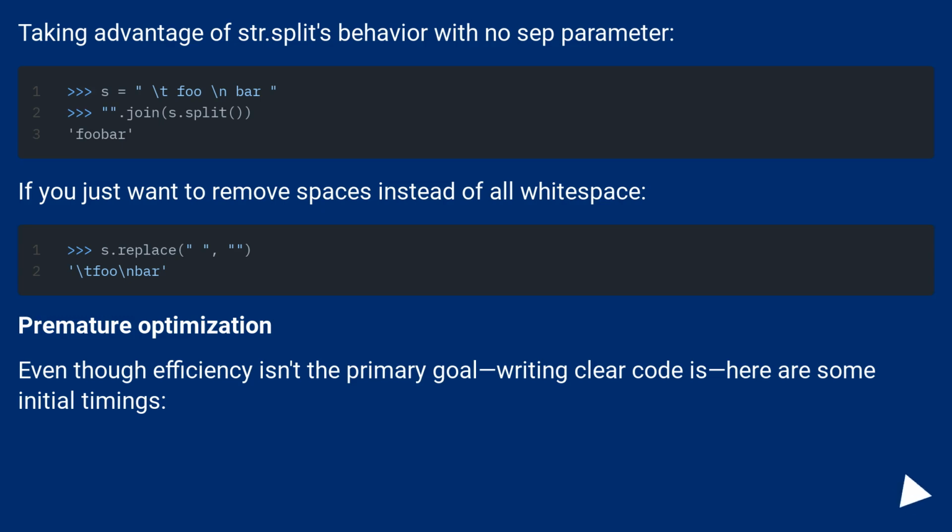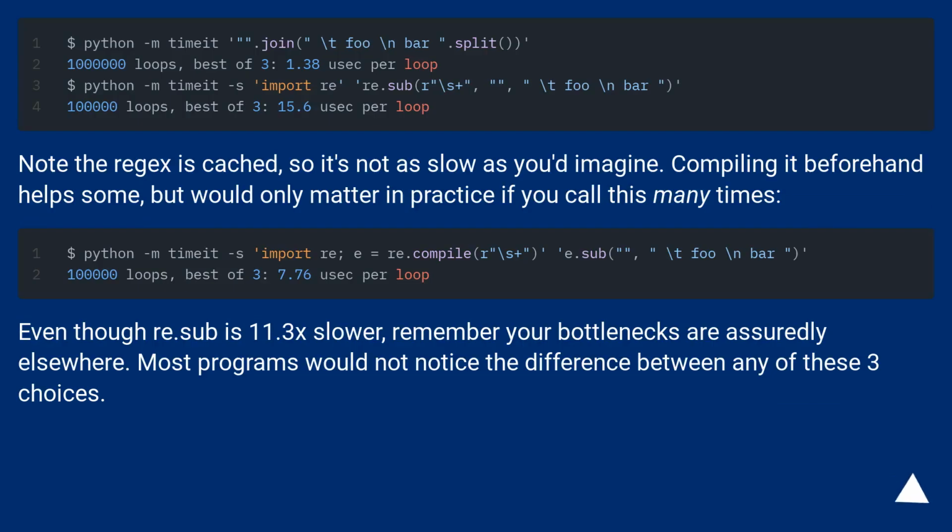Premature optimization. Even though efficiency isn't the primary goal, writing clear code is. Here are some initial timings. Note the regex is cached, so it's not as slow as you'd imagine. Compiling it beforehand helps some, but would only matter in practice if you call this many times. Even though re.sub is 11.3x slower, remember your bottlenecks are assuredly elsewhere. Most programs would not notice the difference between any of these three choices.